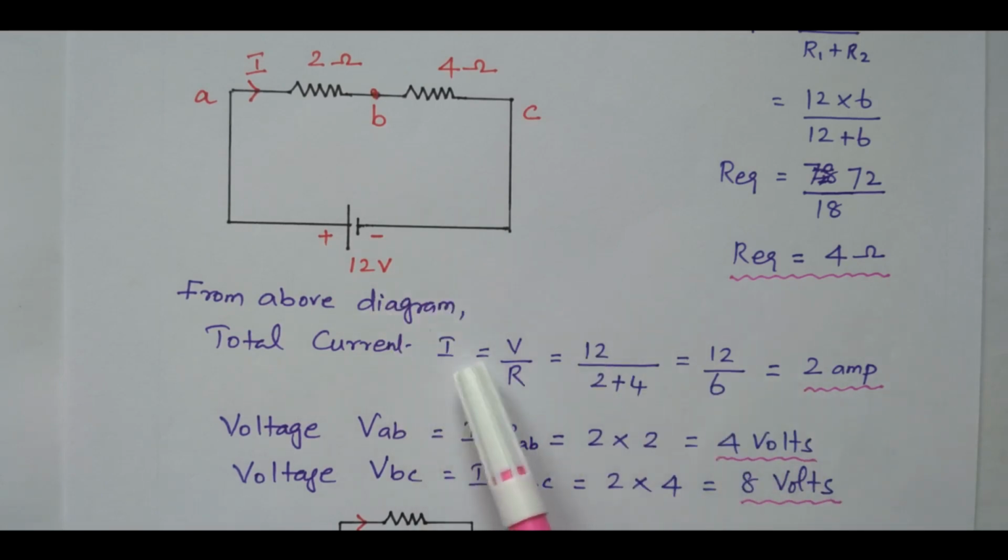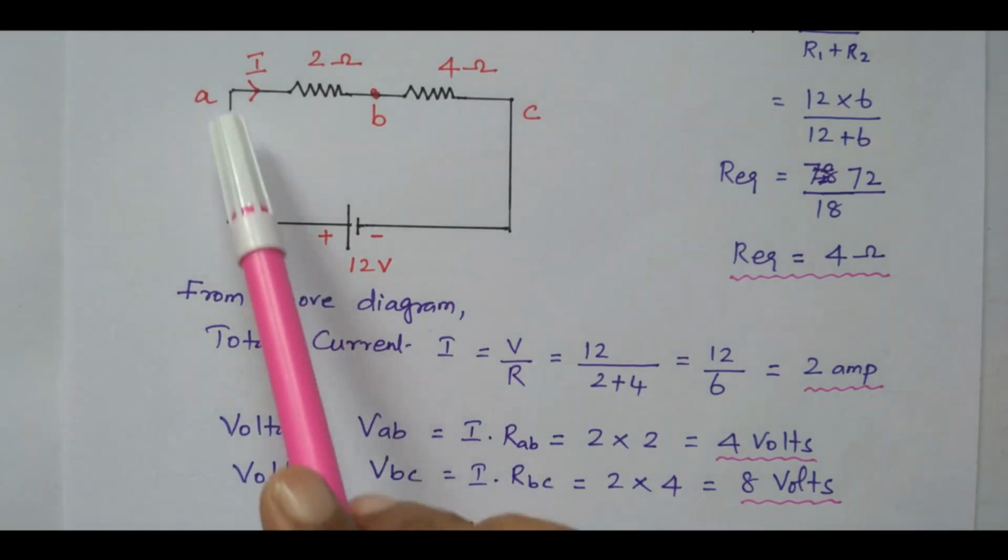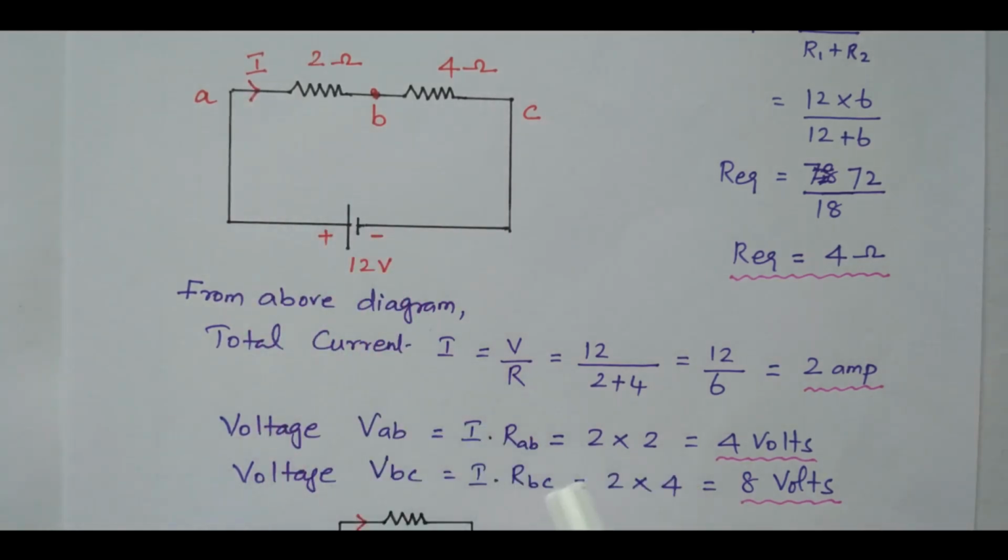Right? I equals V by R. All values are available. Now we can find the voltage drop across AB. V equals IR, I into R. So VAB equals I into RAB. The voltage drop across AB is the total current into the resistance across AB. The total current is 2 ampere. The resistance across AB is 2 ohm. So 2 into 2, 4 volts.